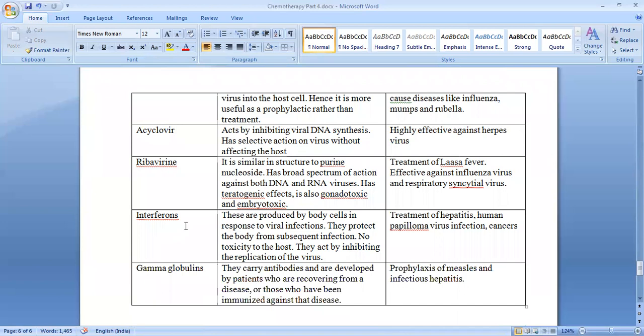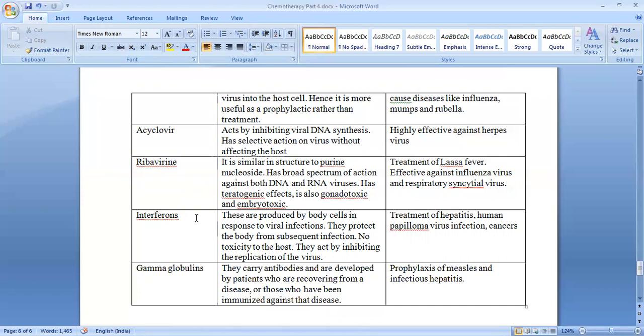In the compounds which we said are of natural origin, interferons and gamma globulins. Interferons are certain chemicals which are produced by our human body cells after a viral infection. So if you have had infection by a virus and your body's immune system, in response to that infection, will produce certain substances to combat that infection, that one category of compounds are called interferons. Now they will be produced and they will be circulating in our body. So the next time when somebody is attacked by the same virus, these interferons will destroy those viruses.